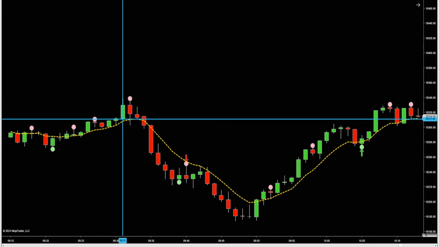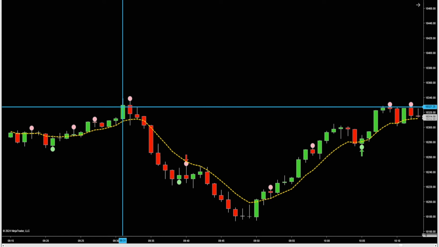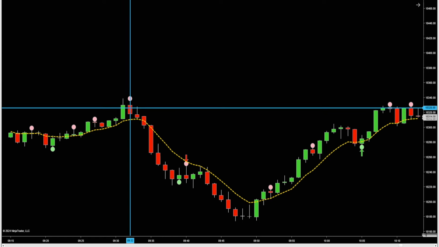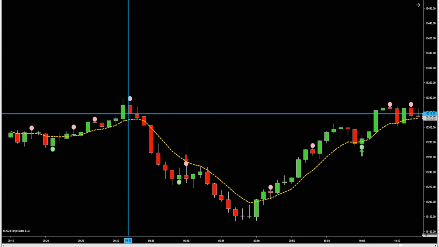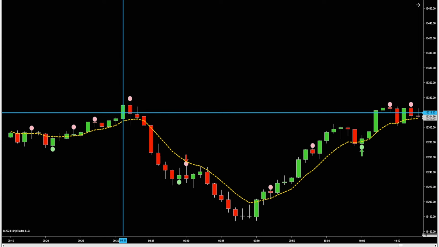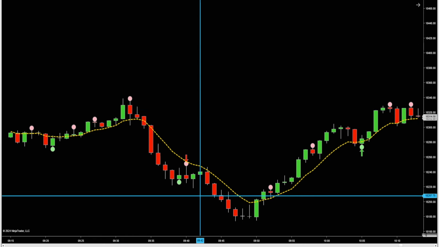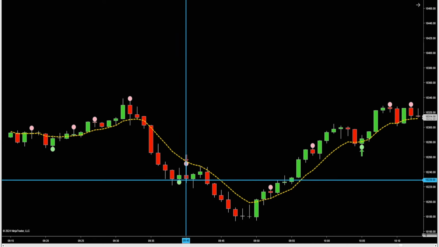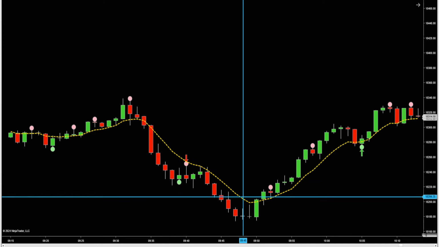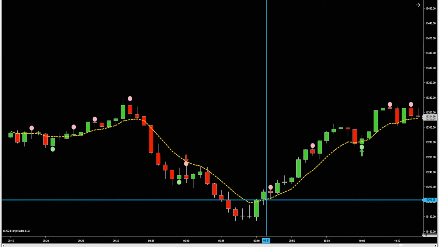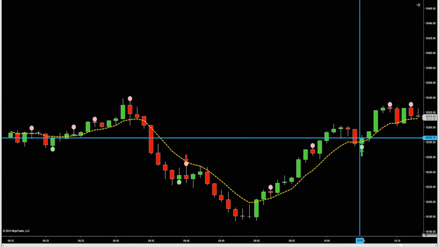For a short entry, the previous bar is a bullish bar, a green bar, and then for the short entry to trigger, the next candle closes somewhere in the middle of the body of the previous candle. He's also got one more condition. For a short, the price has to close below the 8 EMA, this gold dashed line, and to go long, it's got to close above the 8 EMA.